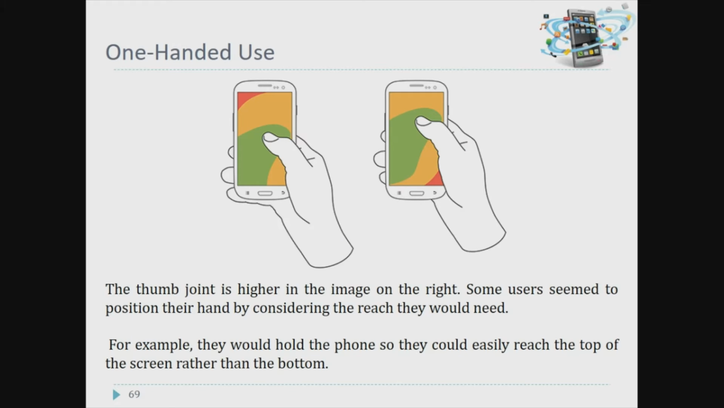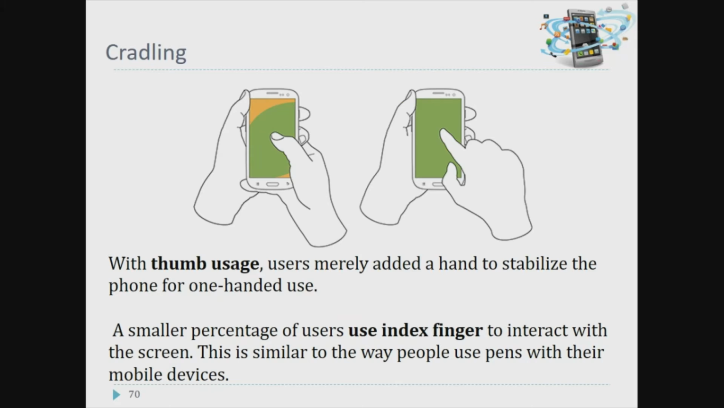One-handed users like this one, the thumb joint is higher in the image on the right. The thumb zone. And some users seem to position their hand by considering the reach they would need. If, for example, they hold the phone so that they could easily reach the top of the screen rather than the bottom. So it depends on the user's habit, the user's experience, or the user's behavior. Okay, different users have different styles.